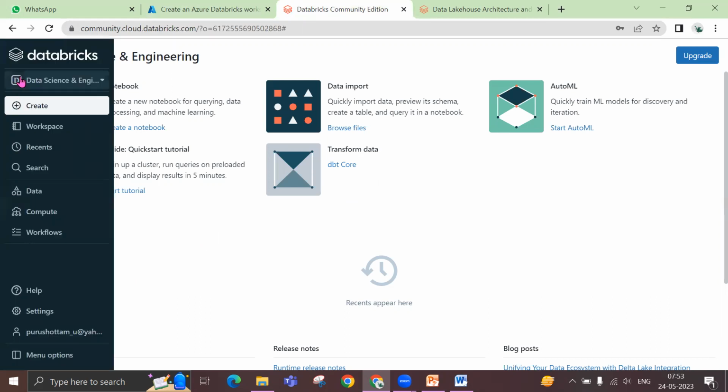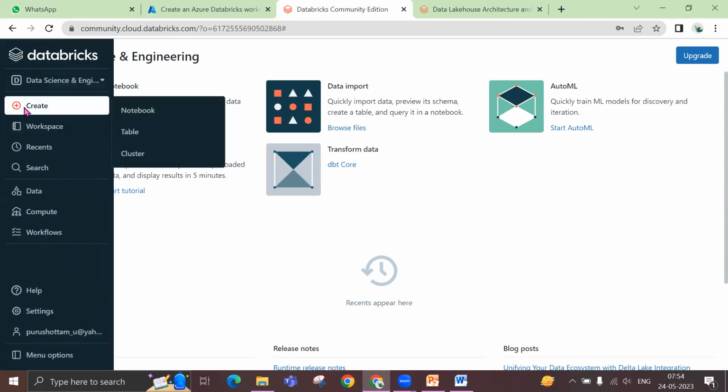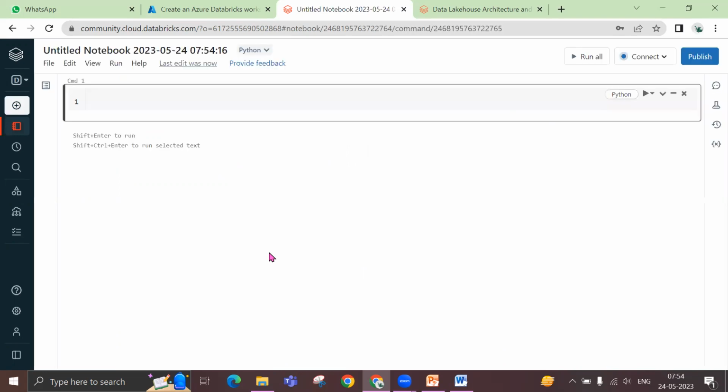Okay, so now you can see there are so many things over here: workspace, recents, data, compute, workflows, settings. We're going to do all of that. We're going to create our own workspace. You can see when you say create a notebook, what is a notebook? What are the different options available? How do we use notebooks to create our jobs to process big data? We are going to do all of that.